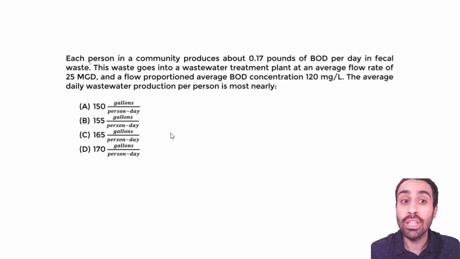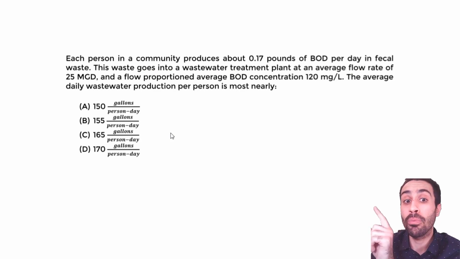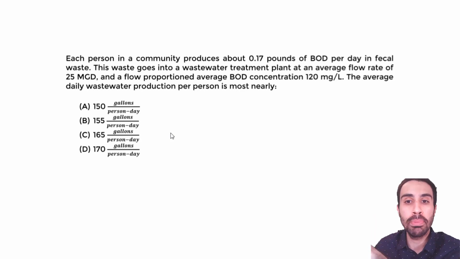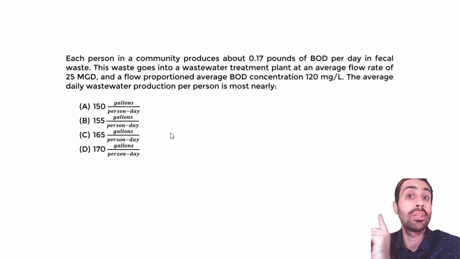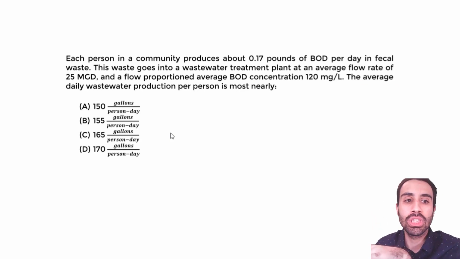Okay, we're told each person in a community produces 0.17 pounds of BOD per day in fecal waste. This waste goes into a wastewater treatment plant at an average flow rate of 25 mgd and a flow proportioned average BOD concentration of 120 milligram per liter. The average daily wastewater production per person is most nearly what? That's what we need to find.